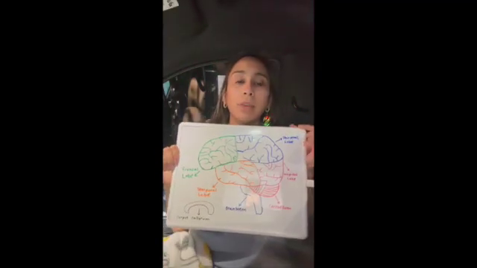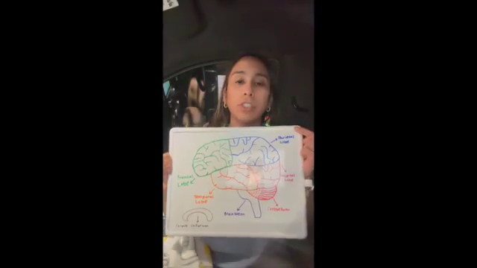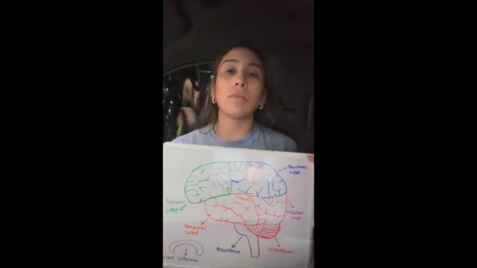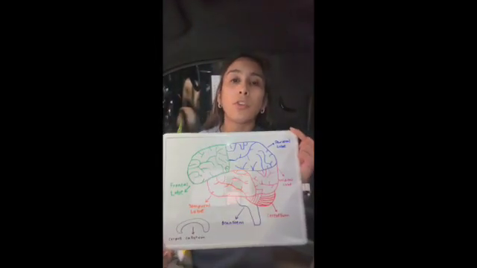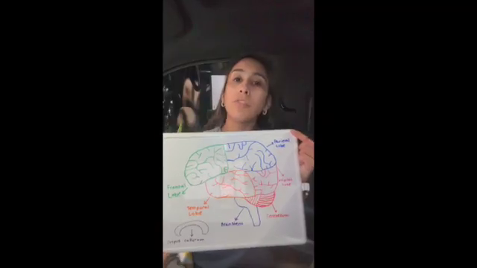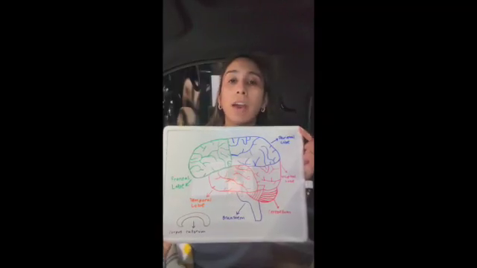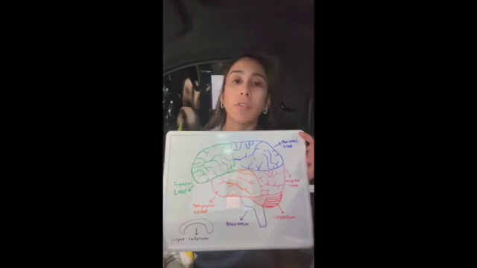Today I will be explaining the brain and the different functions that each structure has within the brain. The brain is the most important organ in the human body. It controls movement, thinking, and vital organs like breathing and our heart rate.